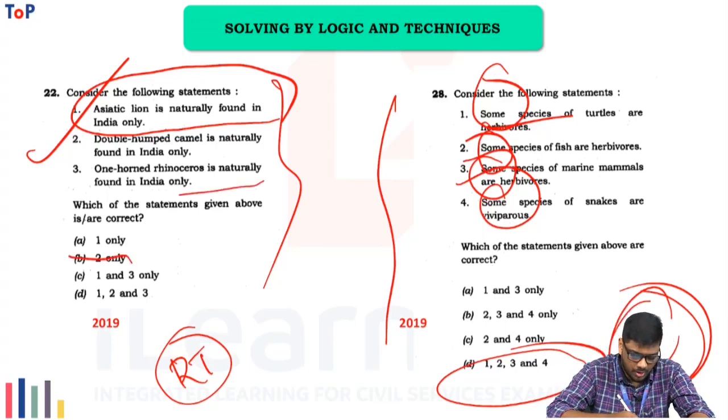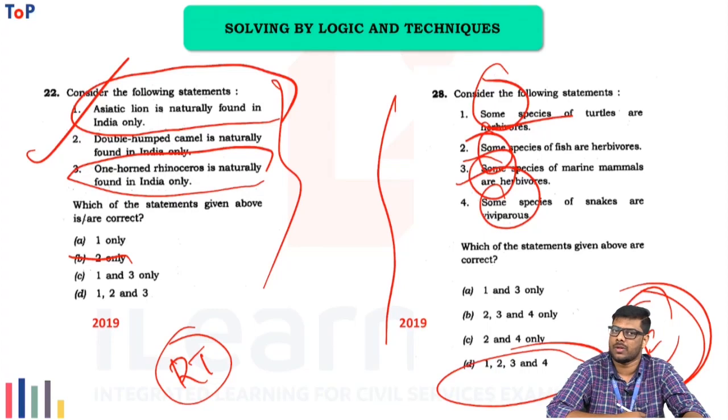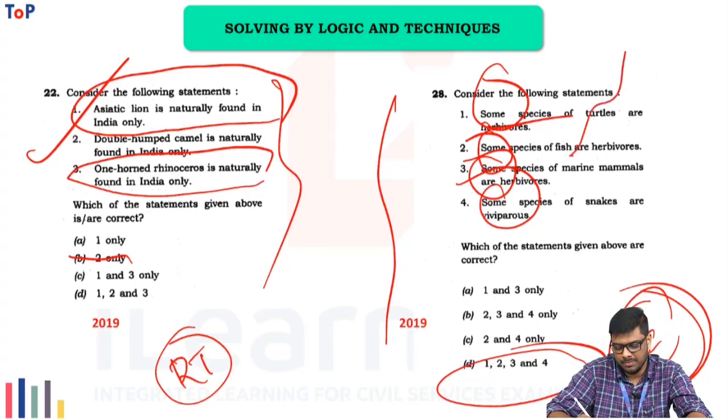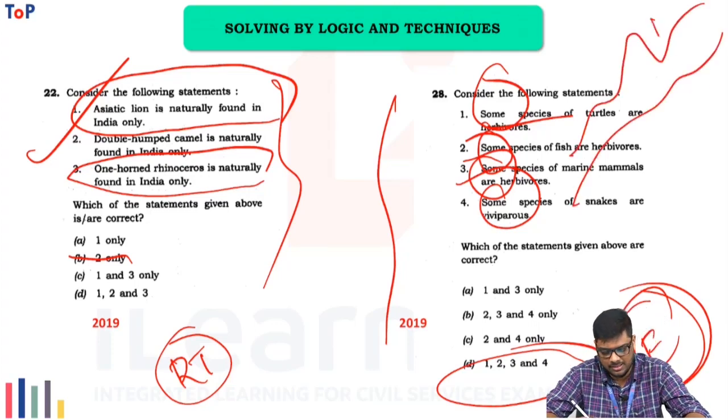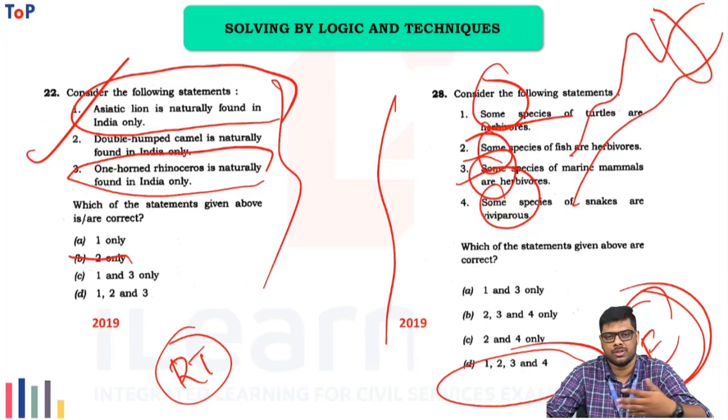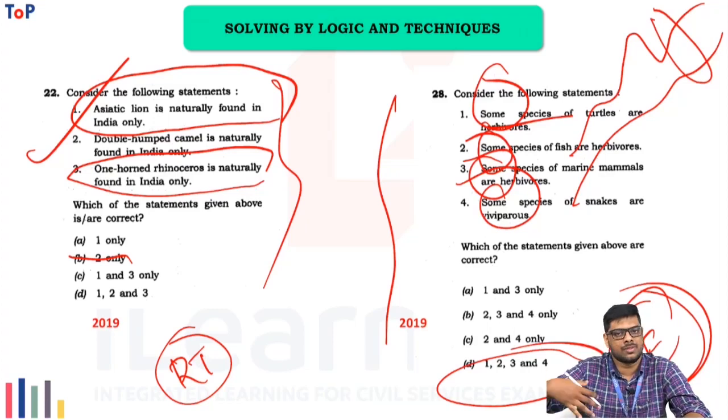And what about the last one? One-horned rhinos is naturally found in India only. Use your common sense, use your logic. Make sure that you are imagining India's map. So this is northeastern region, this is Manas National Park which spreads across Bhutan and India. And rhinoceros doesn't know boundaries, doesn't know whether this is Bhutan or whether this is India. They just roam around, okay?